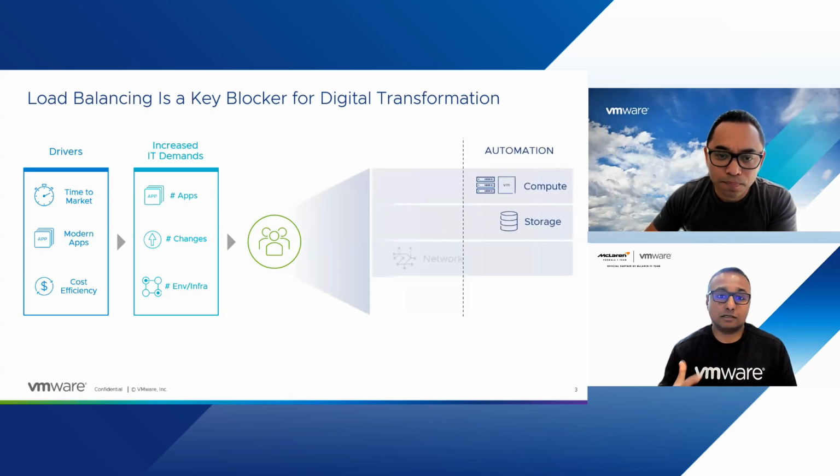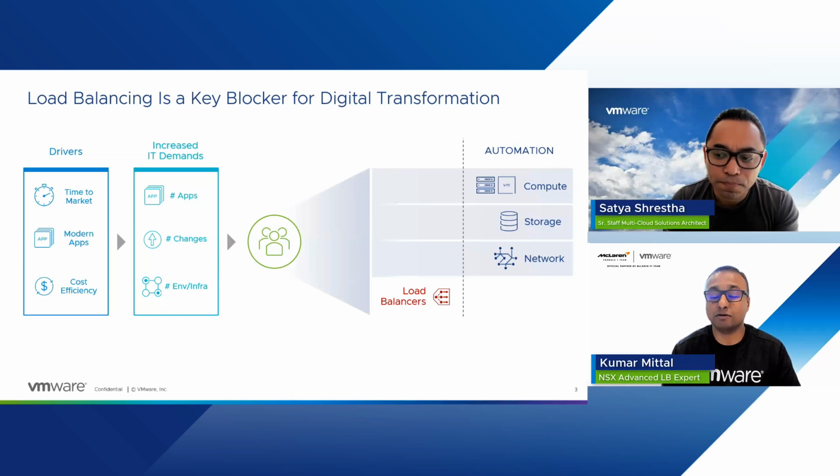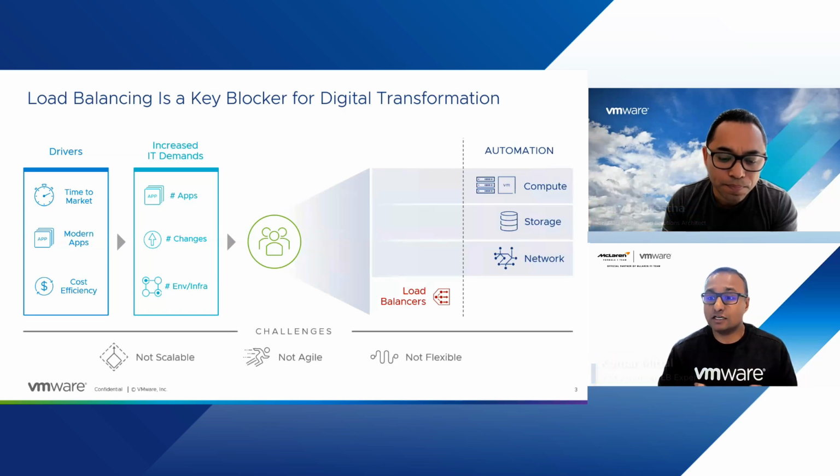A lot of the advancement in automation that we have seen is primarily in the compute, storage, and network space. Right. Whereas the load balancers are still static in nature. You still have to go and raise tickets, and manual configuration changes have to be performed on the load balancers, which become the key blocker towards the agility of application delivery which businesses are looking for.